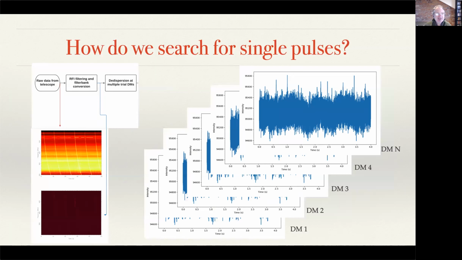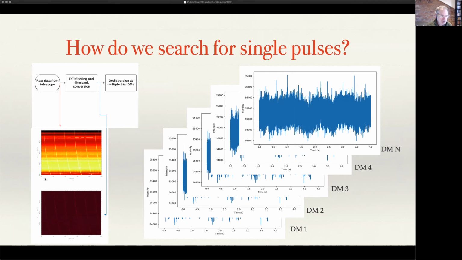So how do we actually search for the single pulses? Well, what we've got to start with, on the left-hand side, is the raw data from our telescope, a bit like the telescope there in Ghana. We take the data from that, and it looks something like this. This plot here is what the raw data would look like if there was a very bright pulsar in here.